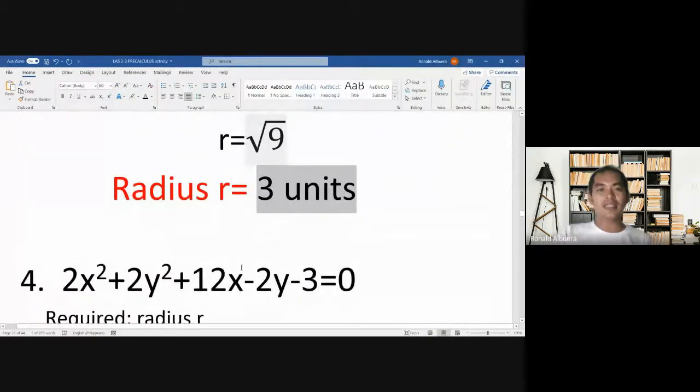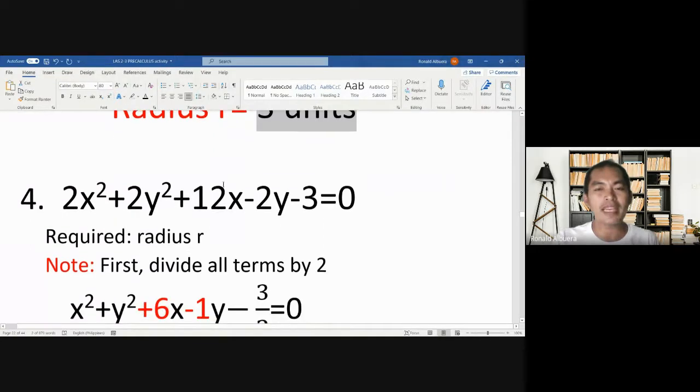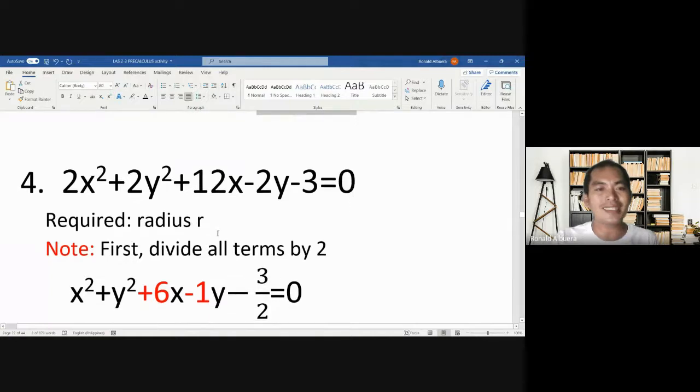Okay. Last example. Suppose the given equation in general form is 2x squared plus 2y squared plus 12x minus 2y minus 3 equals 0. What is the length of the radius? Now, if we apply the shortcut in finding the length of the radius, take note that the coefficient of x squared and y squared should be equal to 1. So in this case, your first step is to divide all the terms by 2.